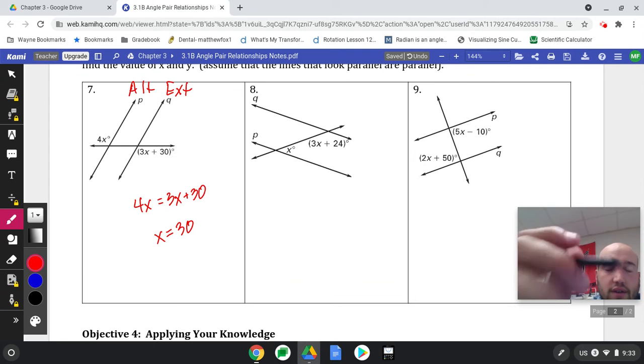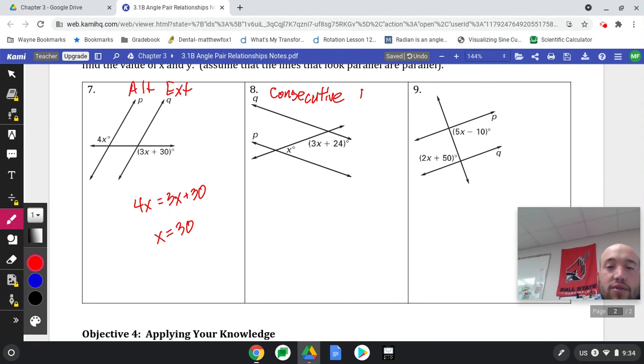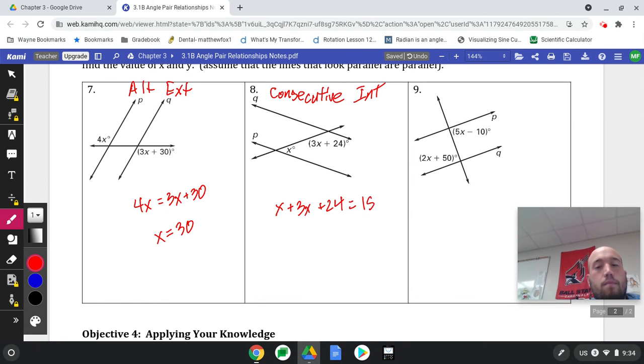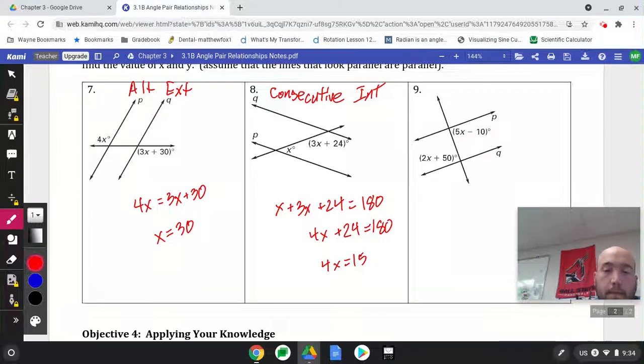On our next one, these two angles are going to be same side interior or consecutive interior. I don't care which one you put. Which we know consecutive interior angles add up to 180. So we have 4x plus 24 equals 180. And 4x will equal 156. X will equal 39.